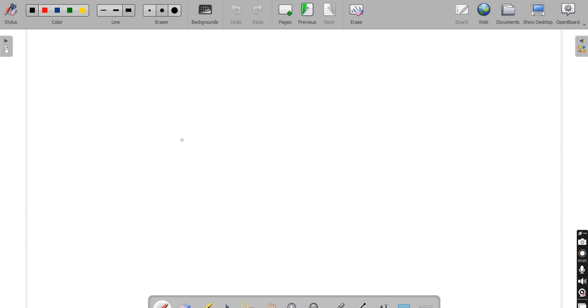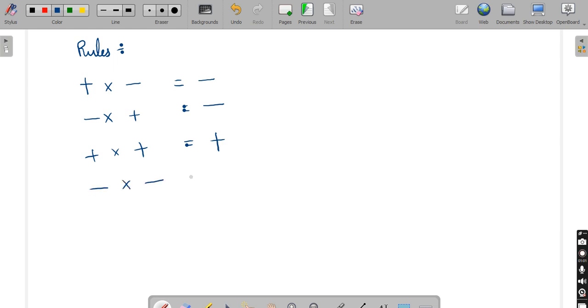Okay, now let me explain by the help of an example how to remember this. So first the rules that you need to remember. If you know the rules, you can easily solve. For example, plus is there and minus is there. Now whenever plus into minus, it will come minus. Minus into plus, then also it will come minus. And if it is plus into plus, then it will come plus. And if it is minus into minus, then it will come plus. This is a rule that you need to remember. If you want, you can note it down because it is very important.